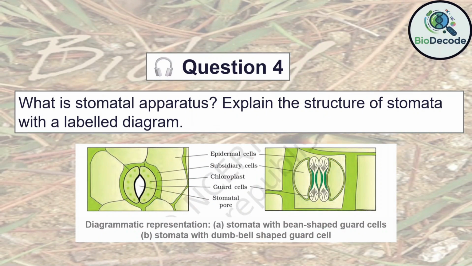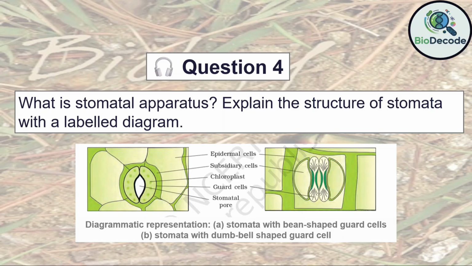Question 4. What is stomatal apparatus? Explain the structure of stomata with a labeled diagram. Answer. The stomatal apparatus is a structural unit in the epidermis of leaves and young stems that regulates gaseous exchange and transpiration. A stoma consists of two guard cells that enclose a stomatal pore.